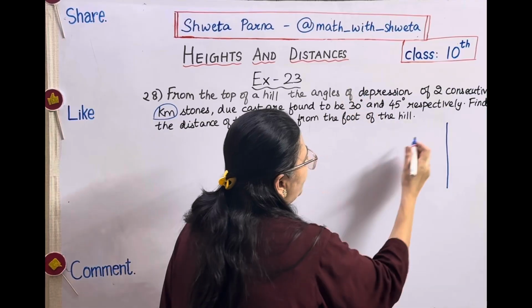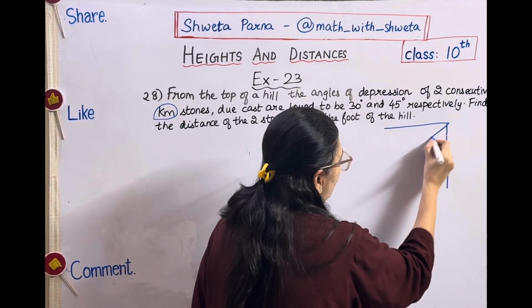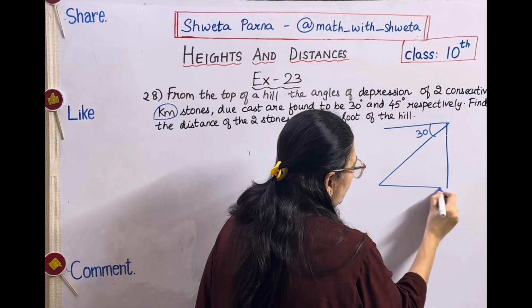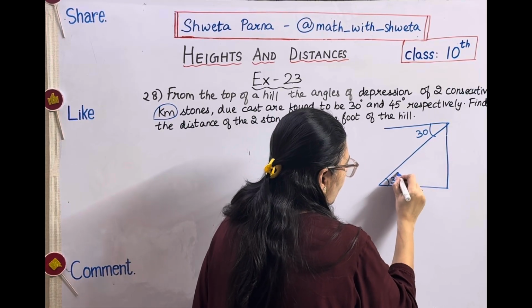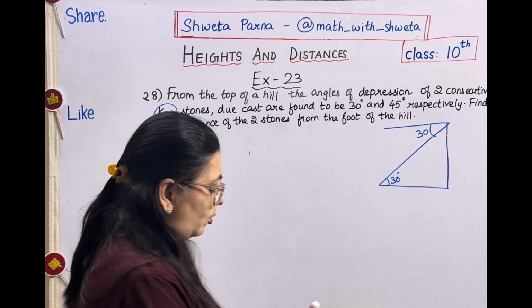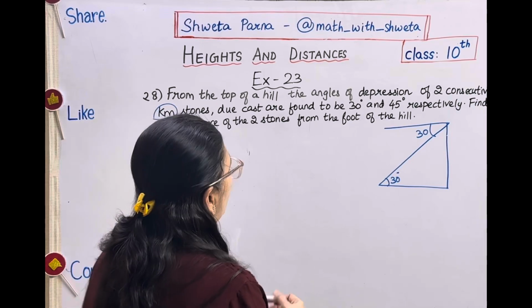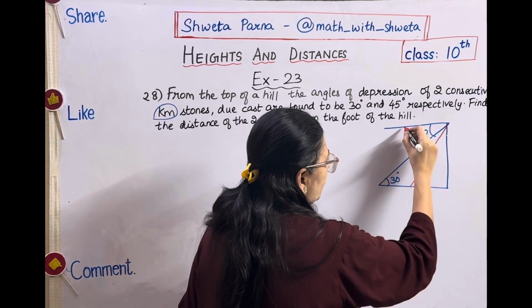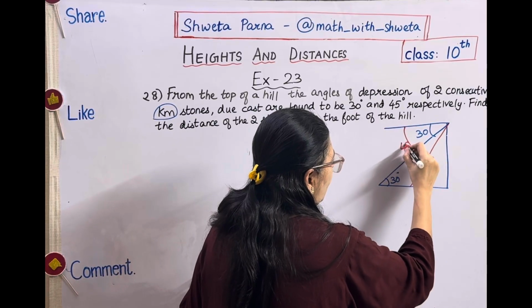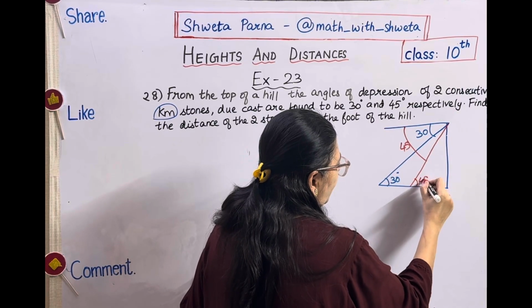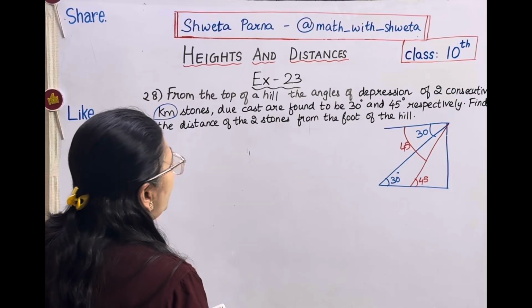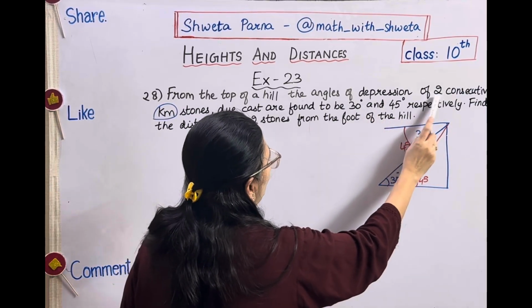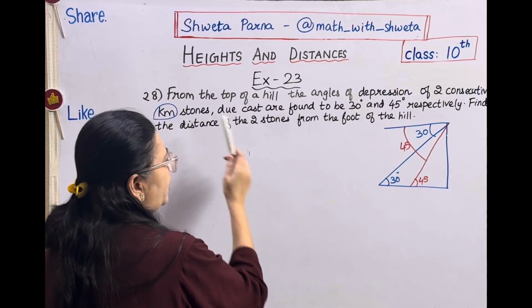So for the angle of depression, let's make the first angle of depression 30 degree. So this will become 30 degree, because angle of depression is equal to angle of elevation. And the other one is 45 degree. So this will become 45 degree. Okay. So from the top of a hill, the angle of depression of 2 consecutive kilometer stones.